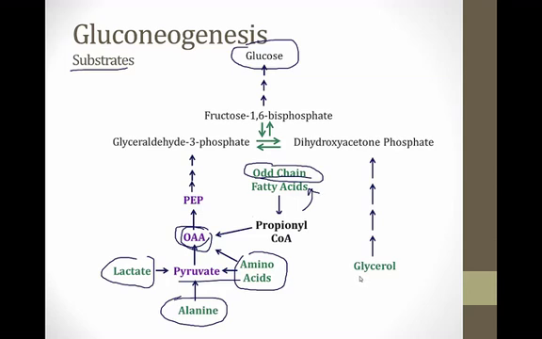And then finally, the body stores fatty acids as a substance called triacylglycerol. And when it mobilizes those fatty acids, it releases a molecule of glycerol. Glycerol can be converted back into intermediates of the glycolysis and gluconeogenic pathway, and therefore it can be used to synthesize molecules of glucose via gluconeogenesis.